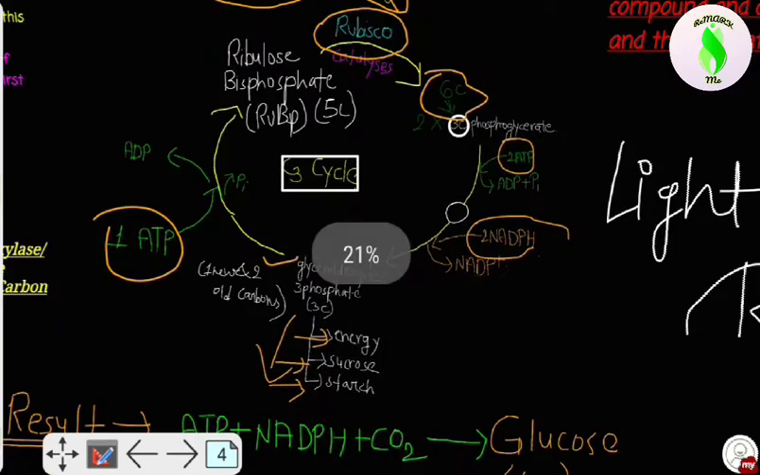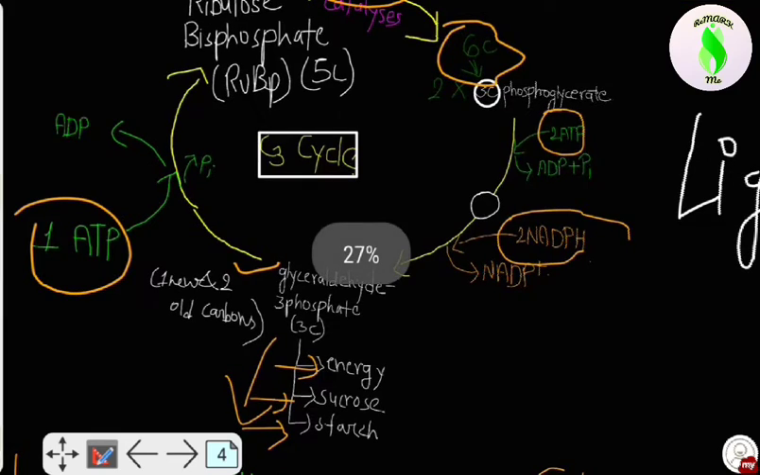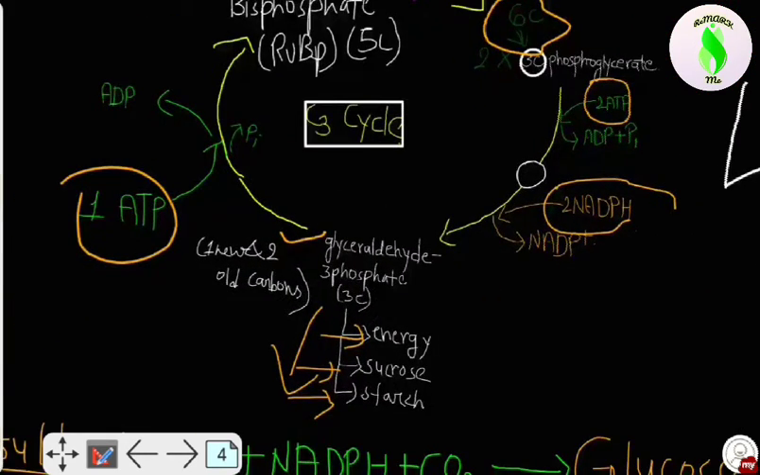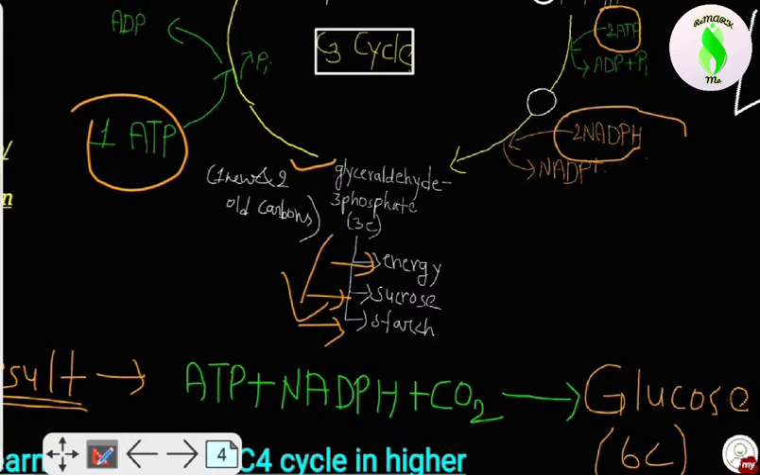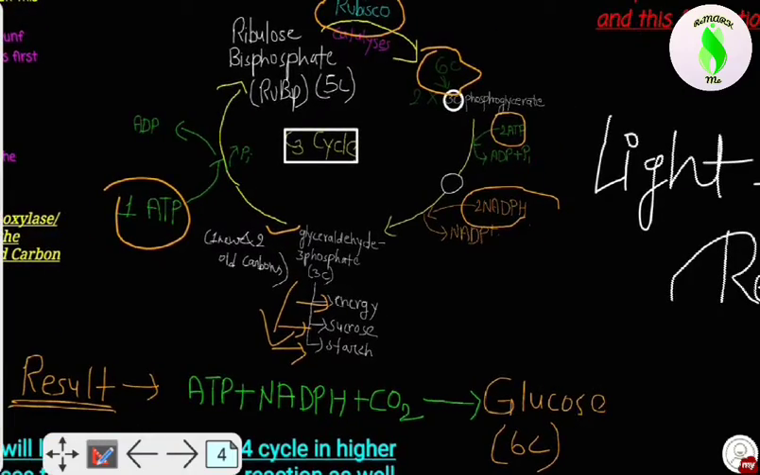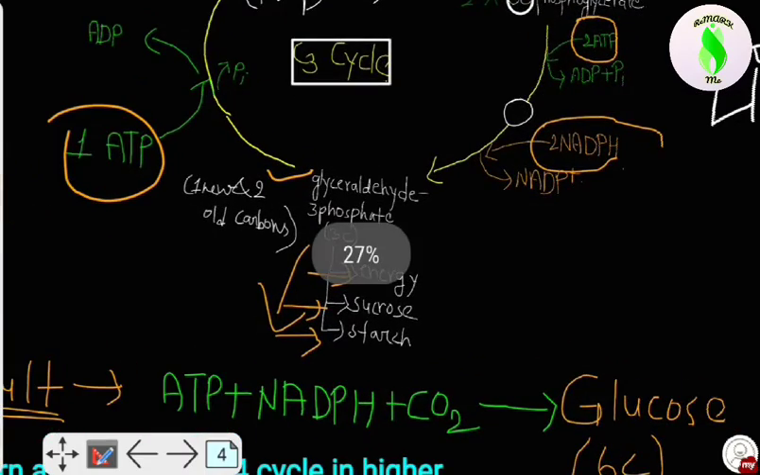Now, as you all know, glyceraldehyde has only one carbon, and when this cycle runs 6 times, then glyceraldehyde 3-phosphate has 6 carbon, and by gaining these 6 carbon, starch can be formed. Glucose can be obtained from glyceraldehyde 3-phosphate.